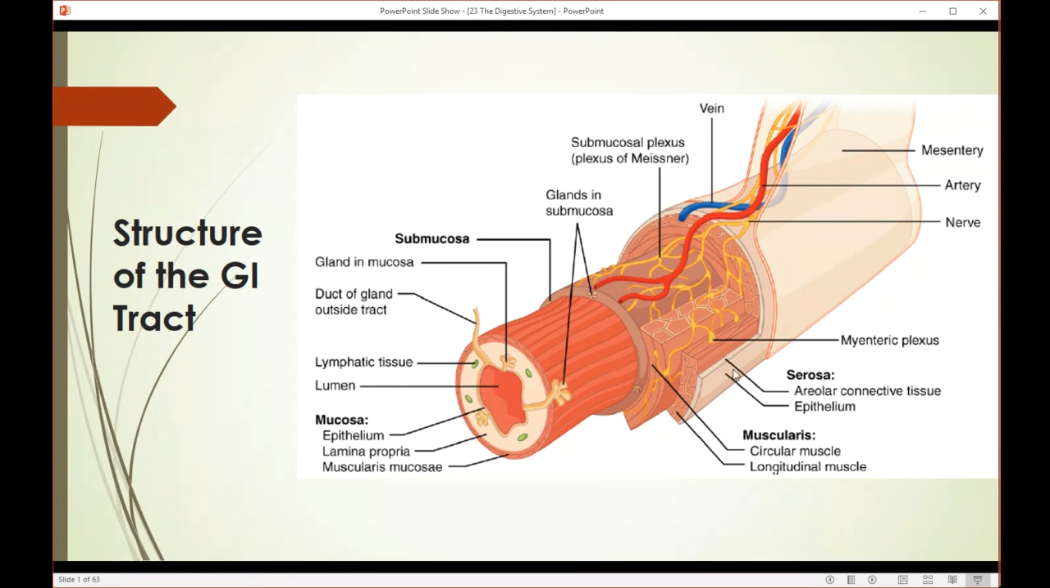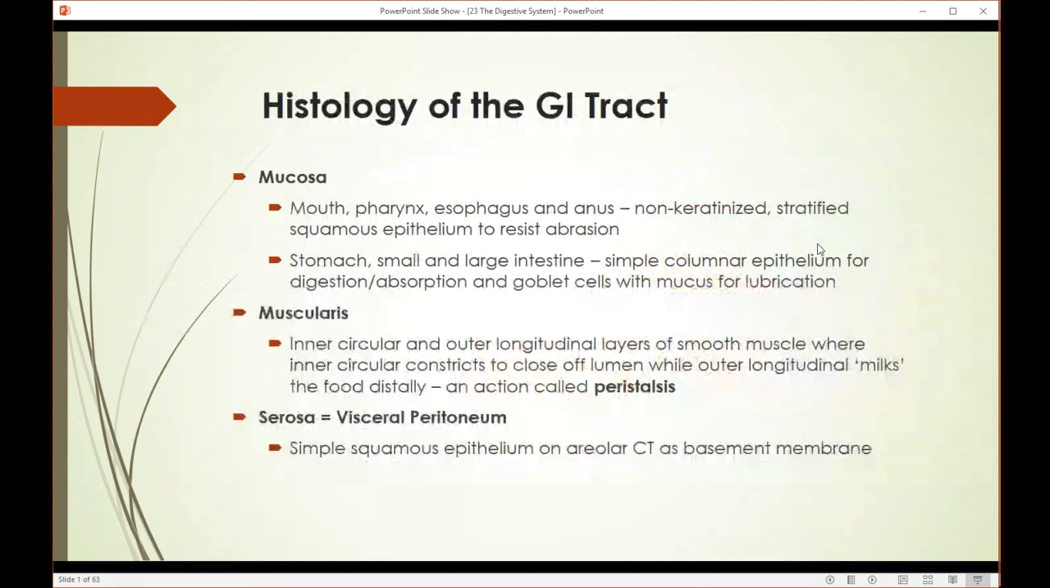Then on the outer part here, we have the serosa. Okay, so we have the epithelium and then the areolar connective tissue. Within there, we have the mesenteric plexus. The mesenteric plexus is going to be our nerves. Okay? And then we're going to hit the mesentery. And the mesentery is going to be that covering to sort of cover over that GI tract.